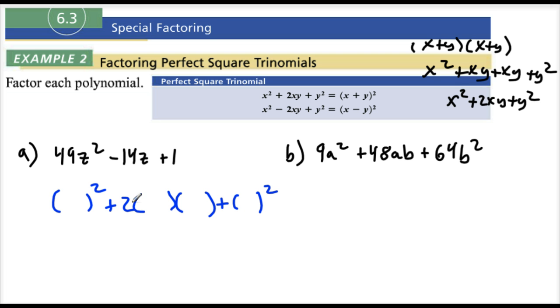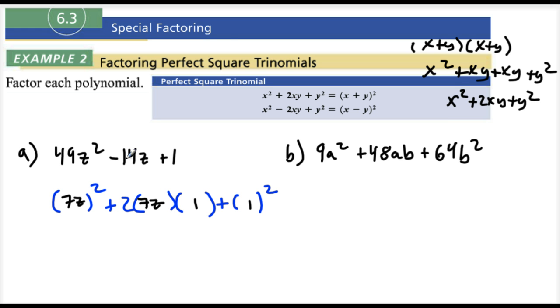So I kind of like to do this little parenthesis thing. Can I write the first term like my x squared? Well, yeah, I can write that as 7z. If I square 7z, I get 49z squared. And now I go to my last term. Can I write my last term as something squared? Well, yeah, I can write 1 as 1 squared. So now, is my middle term the product of 2 times my first term, 7z, times the last term, 1?